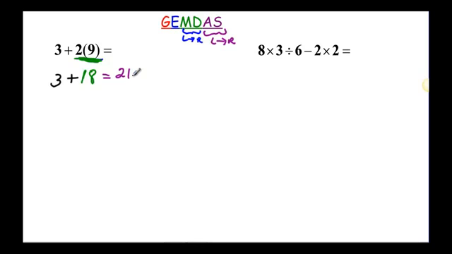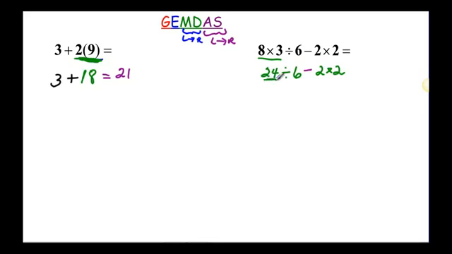So let's try the next problem. Again, we have to start with grouping symbols, and we don't have any. And then we look at exponents, and there's no exponents in this problem. And then we're going to do multiplication and division as we go across. So I have to do this multiplication before I can do that division or that multiplication right there. So 8 times 3 is going to be 24. And then I will divide that by 6. And then I will subtract, and then I will have 2 times 2.